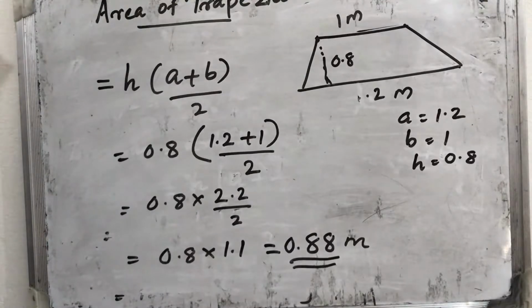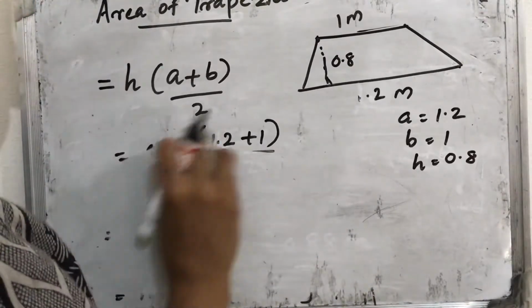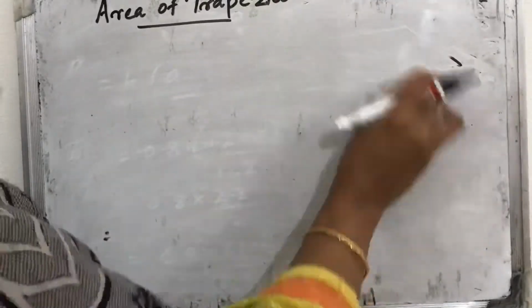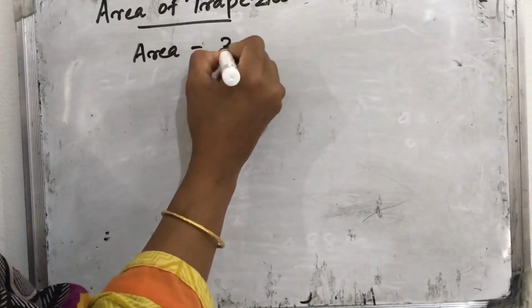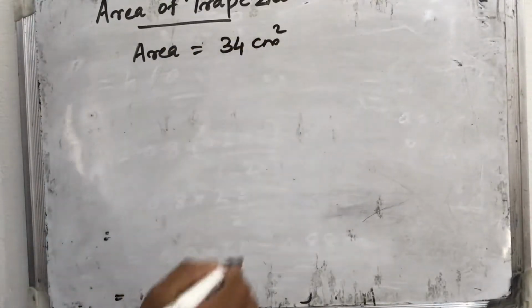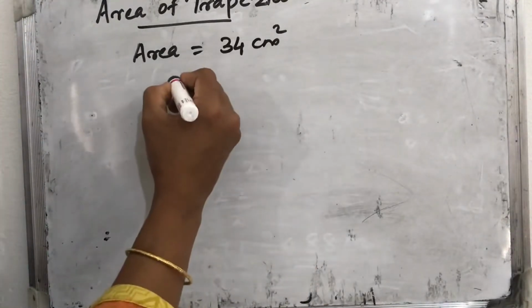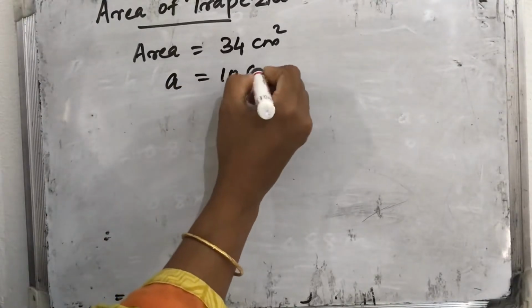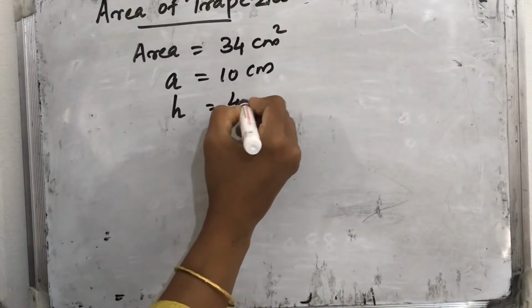The area of a trapezium is given as 34 centimeter square, the length of one of the parallel sides is 10 centimeter and its height is 4 centimeter. Find the length of the other parallel side. Here the area is given as 34 centimeter square, and one of the parallel sides is 10 centimeter. So we can take side A as 10 centimeter, and the height is given as 4 centimeter. So H is equal to 4 centimeter.